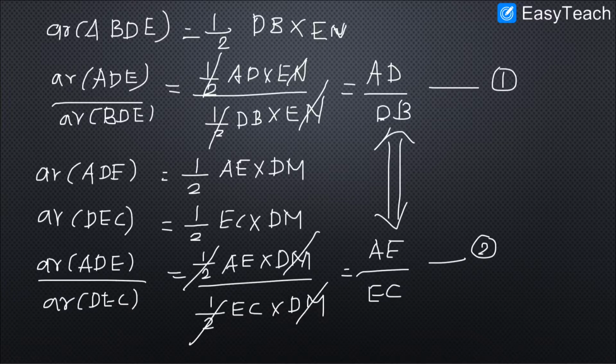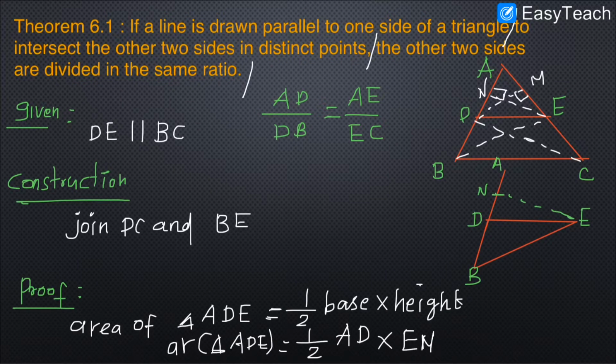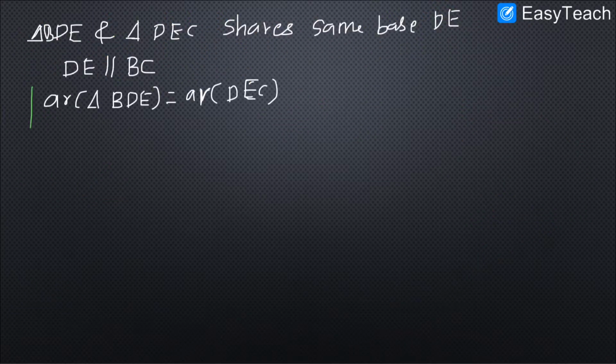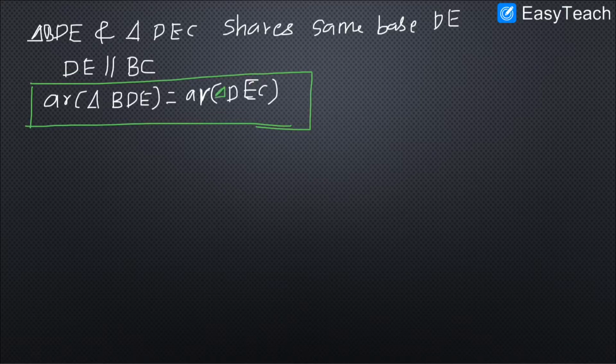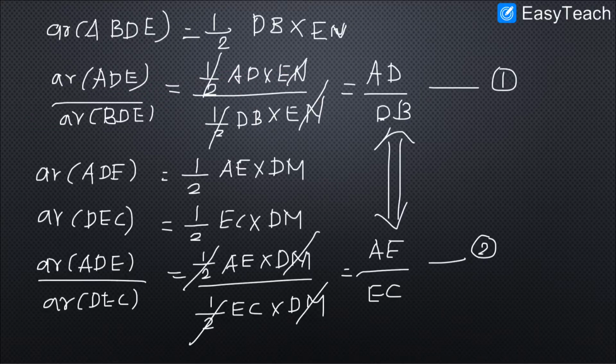Then in the next step, how to equate these two to prove this? So look at the picture again. The triangle DBE or BDE and the triangle DEC. These two triangles share the same base, which is DE, right? And at the same time DE is parallel to BC. So we can say the area of both triangles are equal. So area of BDE equals area of triangle DEC. So now for BDE, we can substitute DEC, okay?